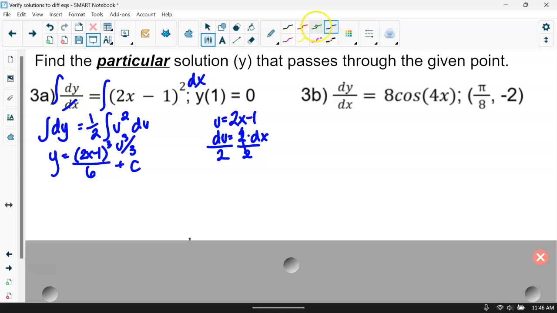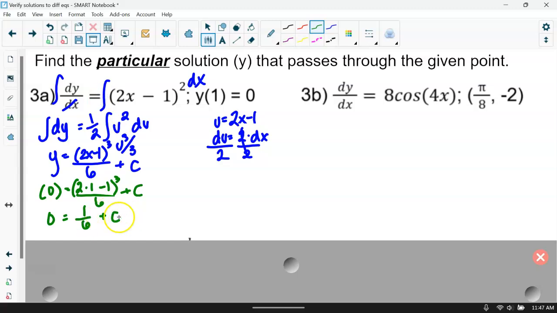So now we'll substitute, right? Y is 0, which is equal to 2 times 1 minus 1 here, the third power over 6 plus c. We'll notice here that this is just 1 to the third power, which is 1. So 0 is equal to 1 over 6 plus c.